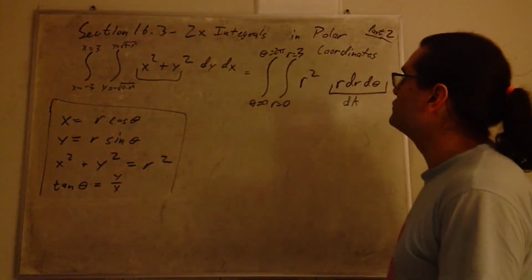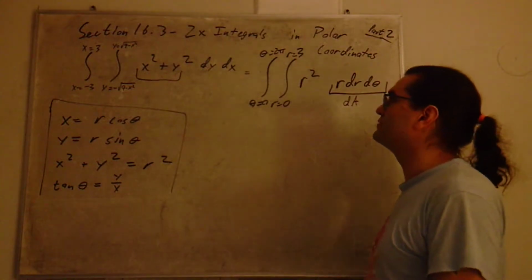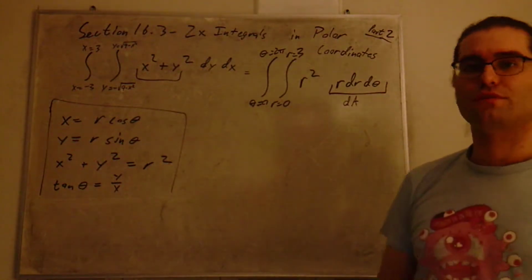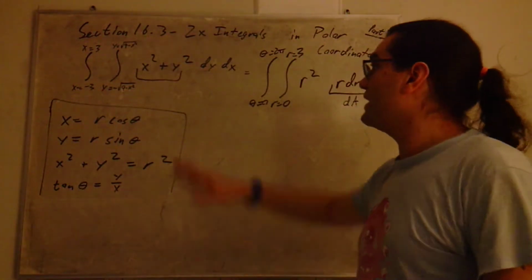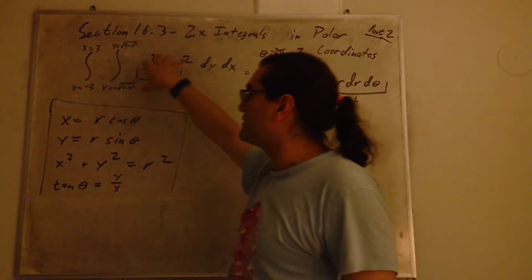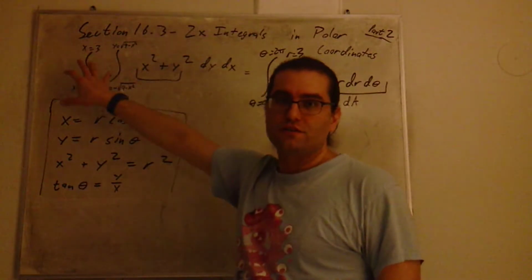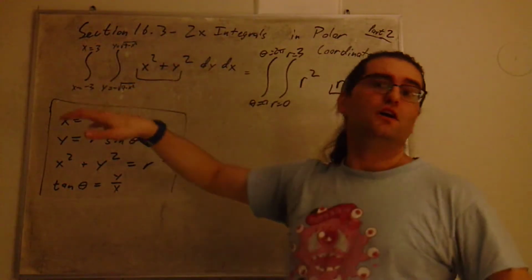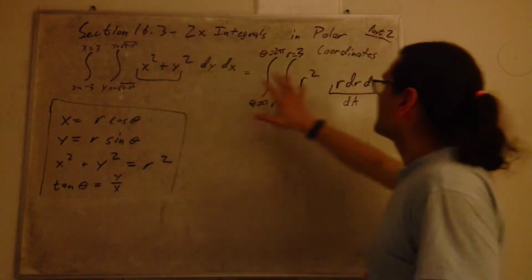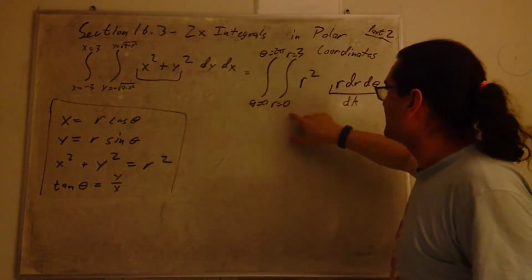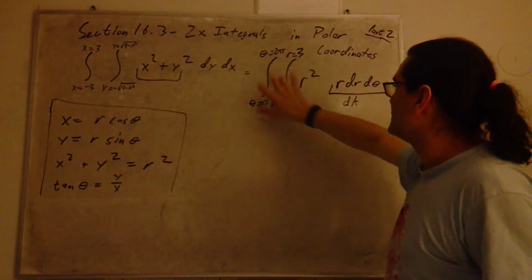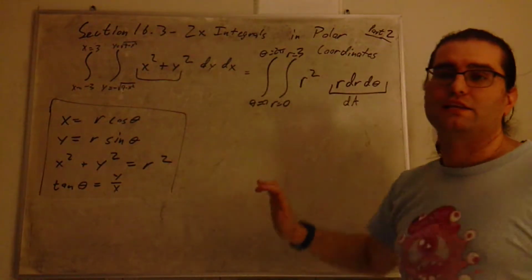This is part 2 of our video series on section 16.3, where we're doing double integrals in polar coordinates. Because trying to do double integrals of round things over round regions in square coordinates was a huge mistake. So we're doing double integrals of round things in round regions using round coordinates, and it's much, much, much nicer.